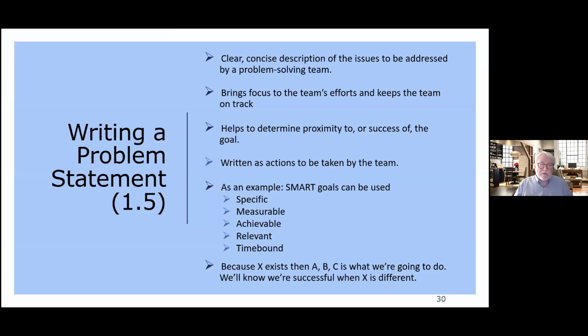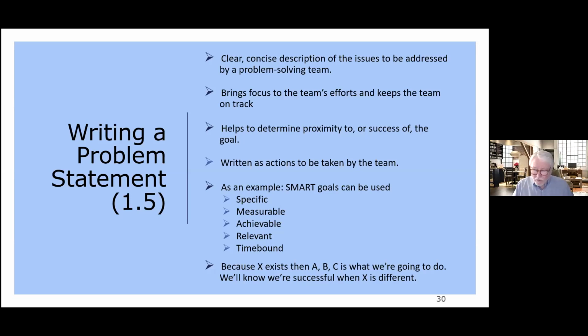So when we think about writing a problem statement, just stating, well, I found this problem and I talked to some people about it, that is not the complete problem statement. We need to see that something exists, we're going to do these things, and when we get close to success or when we are successful, then we can say that this is what's determined it.